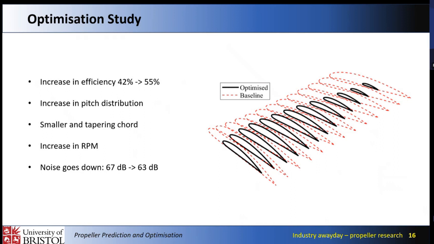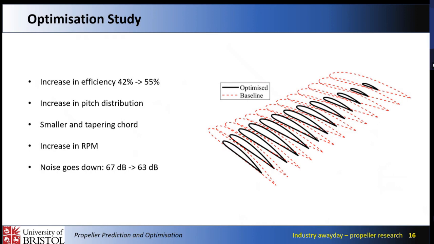We get an increased efficiency of the blade by 13%. It changes from the baseline shape, which you can see in red here, to the black shape. It's a little tricky to see the change in pitch distribution there, but the pitch increases quite a bit. And you can see the chord tapers, a much more reasonable aerodynamic design. The chord is tapering towards the tip and the root.